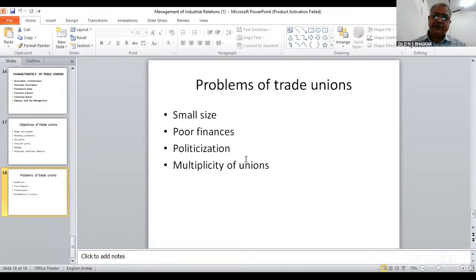And the multiplicity of unions. In one single organization, there is not just one trade union; there are a larger number of trade unions. There is a possibility of rivalry between these trade unions, and finally it becomes an advantage to the employer again. When more trade unions are there, if they work in a coordinated or cooperative environment, that will be good enough. But when they quarrel between themselves, automatically the benefits of the employees are lost again.